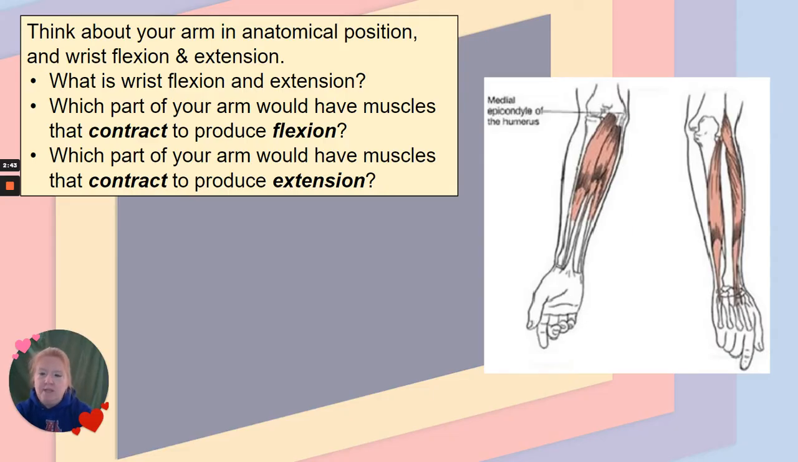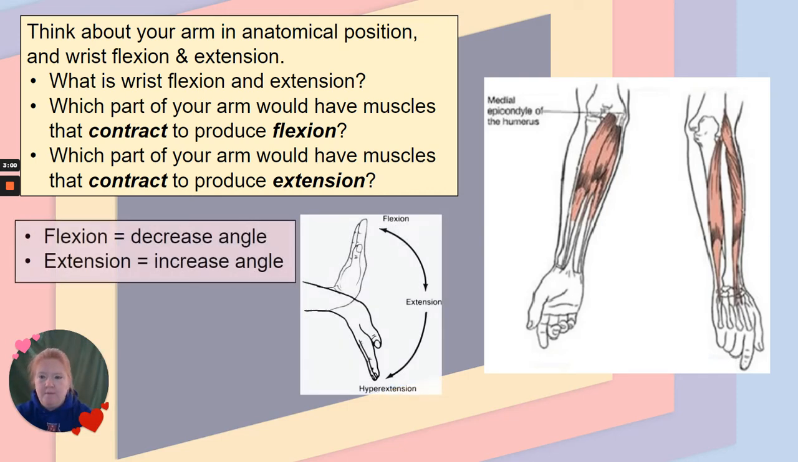So think about your arm in anatomical position and wrist flexion and extension. So here's your wrist. There can be both, right? What is wrist flexion and extension? So I just demonstrated both of those. Okay, which one is which? Flexion is going to decrease the angle. Extension is going to increase the angle.